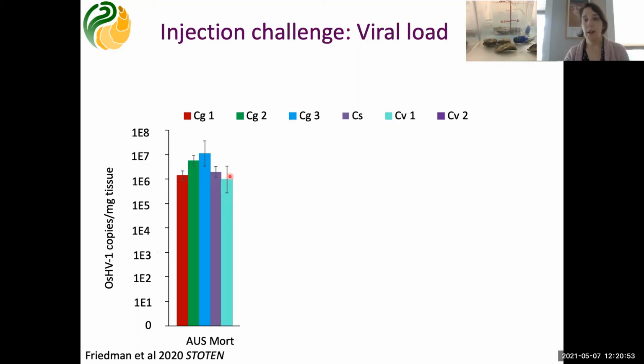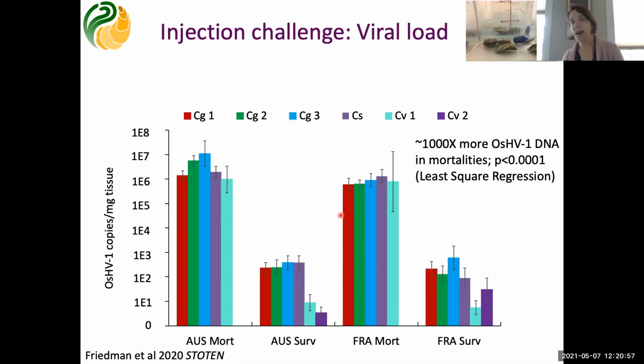And the survivors generally had much lower copy numbers. Though some of the survivors did have much higher copy number, even in species, in the C. sikamea or the virginica. And we didn't see any differences between stocks or species, so this was a relatively small sample size, but there was 1,000 times more OsHV-1 DNA in mortalities, as is pretty apparent based on this graph.